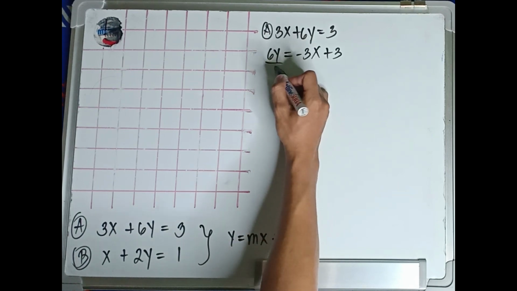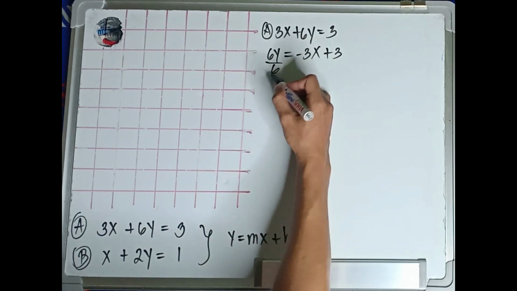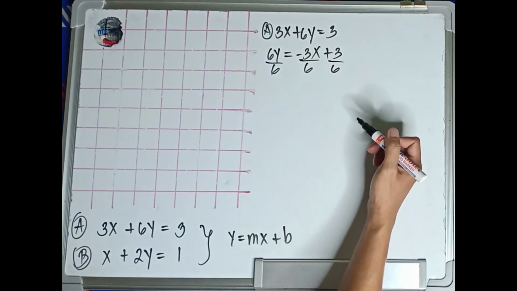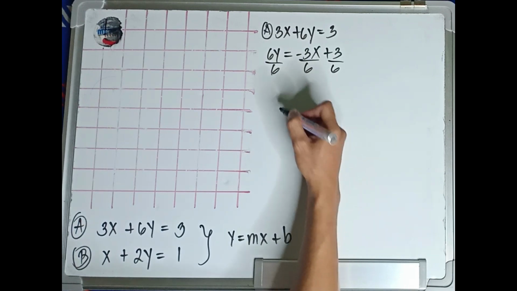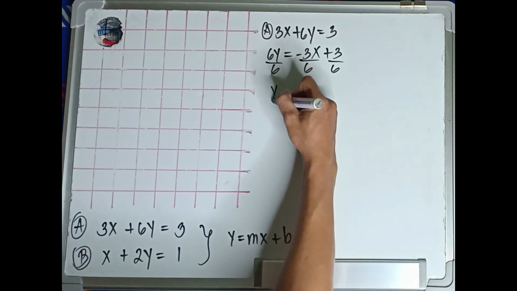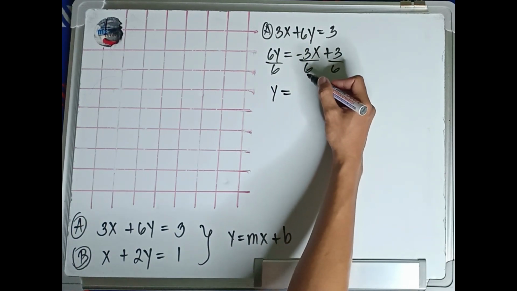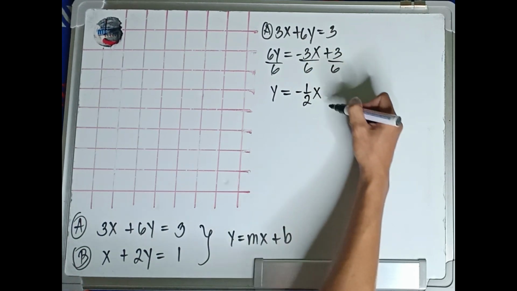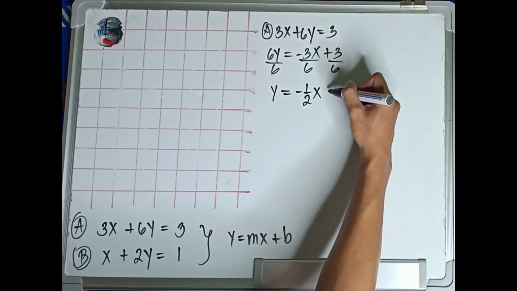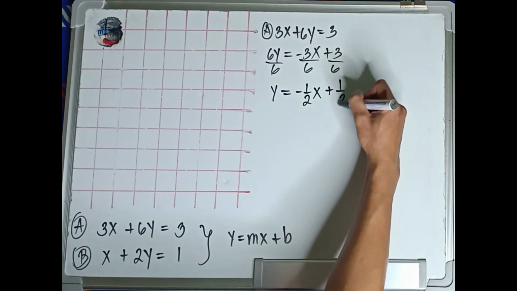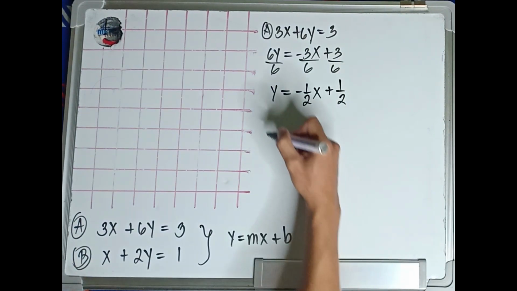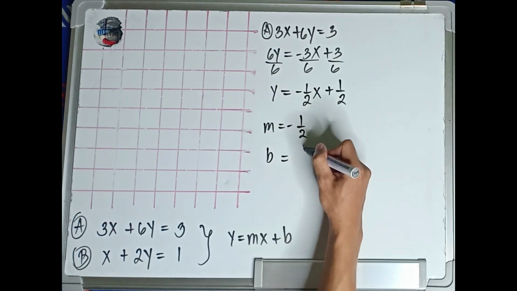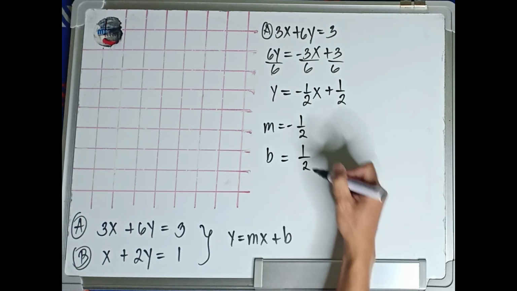So we have to make the numerical coefficient of y equal to 1. So we have to divide by 6, and we have to divide everything by 6. So 6 over 6 is 1, so just copy y. Negative 3 over 6 is equal to negative 1 half. Then copy variable x. Then 3 over 6 is equal to 1 half. Our slope is equal to negative 1 half, and our y-intercept is equal to 1 half.